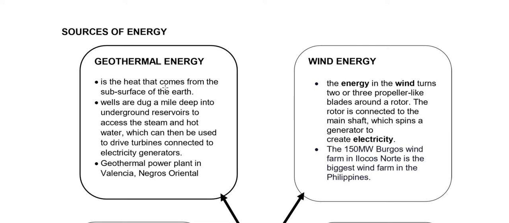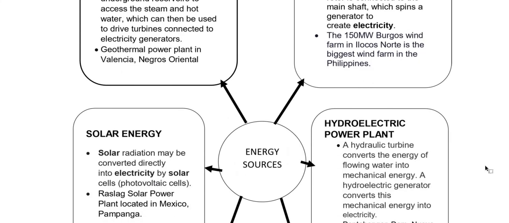Wind energy naman ay the energy that we get from the wind. The wind is going to act as the force that it's going to exert the force that was needed to turn turbines that are in the windmills. Ayan. And then the turbine is going to turn the generator to create electricity. Yung 150 megawatt Burgos wind farm in Ilocos Norte is considered to be the biggest wind farm in the Philippines, and is also used as an example for this LAS.